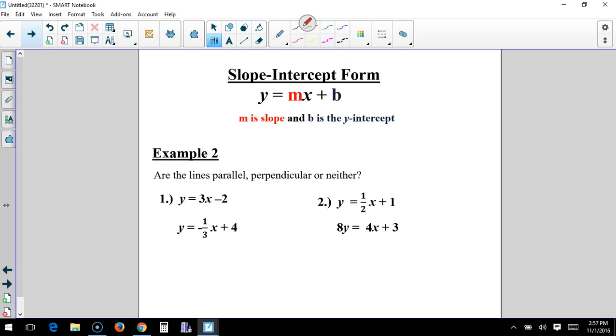Slope-intercept form. M is your slope, and B is your y-intercept. That's where we begin when we're graphing it. We begin at B.